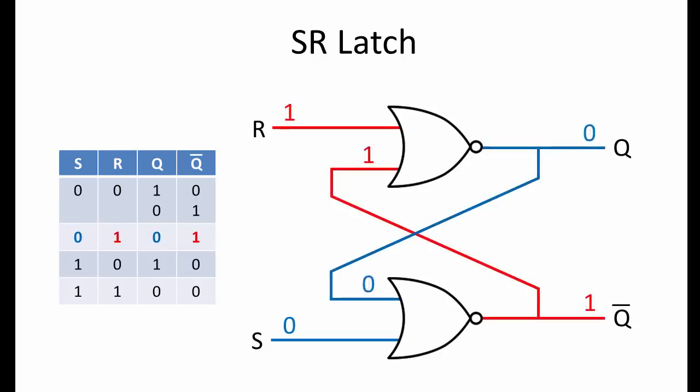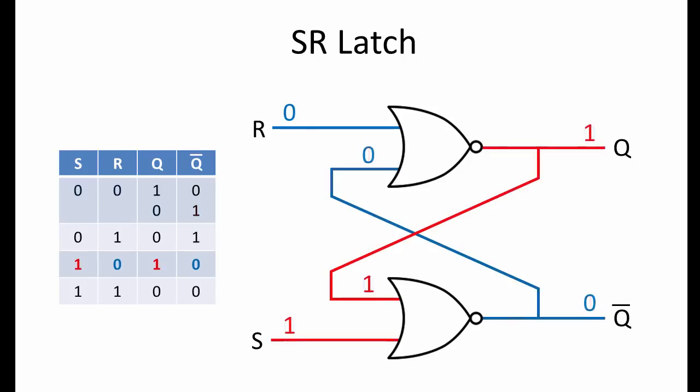S is 0, R is 1. Output Q is 0 and its inverse, not Q, is 1. The SR latch is storing a 0. The reset pulse is removed. Both S and R are 0 again. Output Q remains at 0 and its inverse remains at 1. The SR latch is still storing a 0.